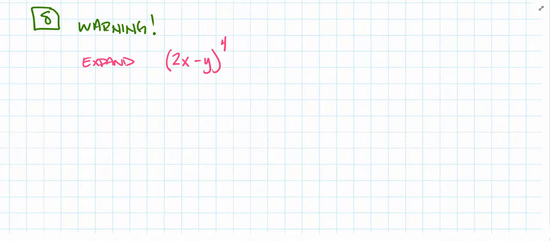Okay, this one, we're going to do 2x minus y to the 4th. We're going to expand that using the binomial theorem. This one comes with a warning. The reason it comes with a warning is because there's two pieces that I want you to be very, very careful of. One, this whole term is a 2x, and two, there's a minus sign between them. All right? So when expanding this using the binomial theorem, you need to take that into consideration.